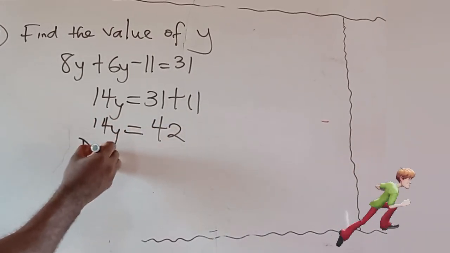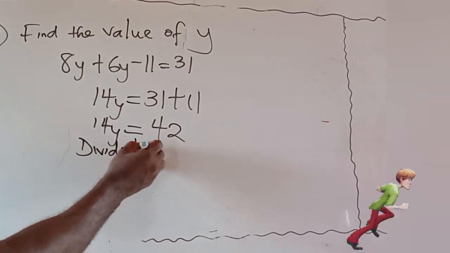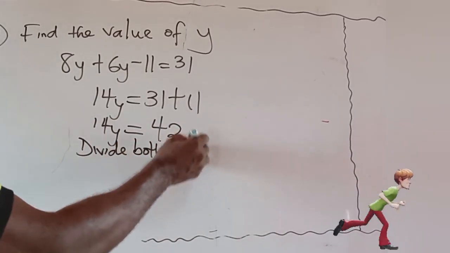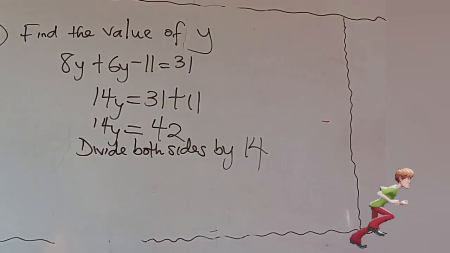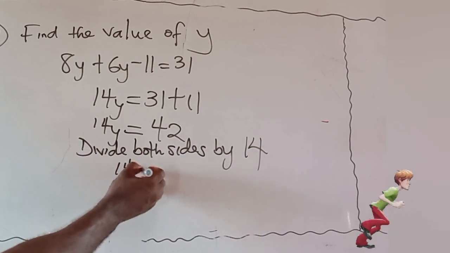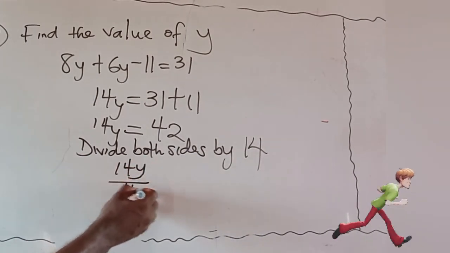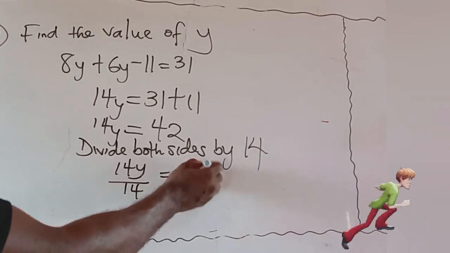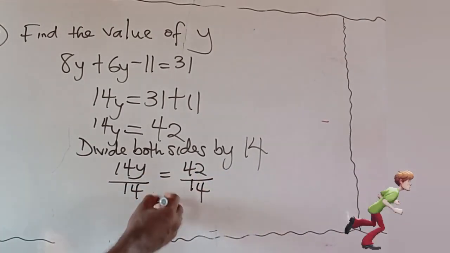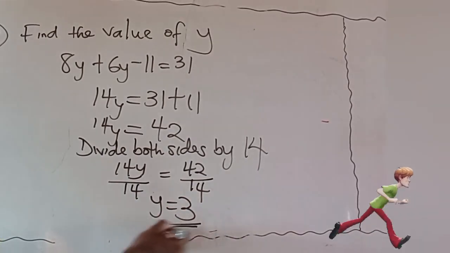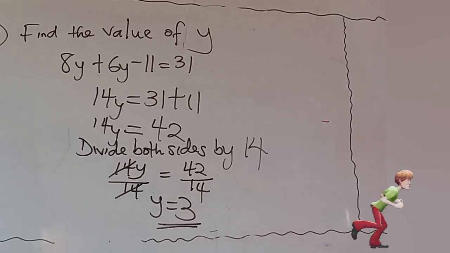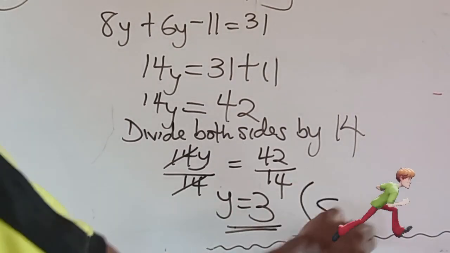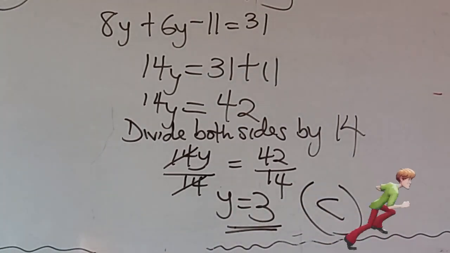Now, what are we going to do next? You divide both sides by 14. Scholars, hope you are following. Yes, I know you are following. That's why we have 14y divided by 14 equals 42 divided by 14. So your y will be 3. That's your answer. Let's go and check the options to know the exact answer. Okay, we have it as C.